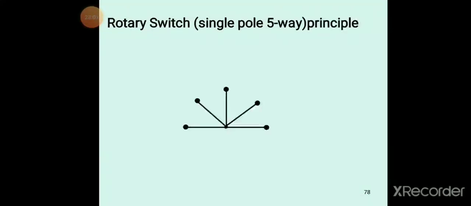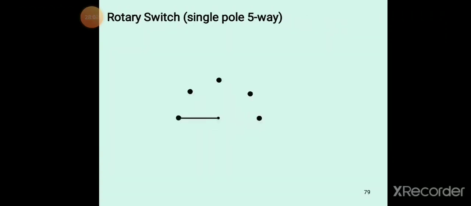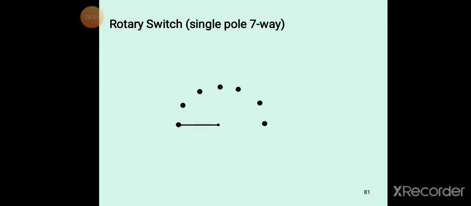Now we have single pole, five ways. With one pole in the middle, we have the five: one, two, three, four, five. Single pole, seven ways: one pole is there, and it will connect to seven different paths, one at a time. First, second, third, fourth, like that. Seven ways are there. So these are the symbols we are discussing.